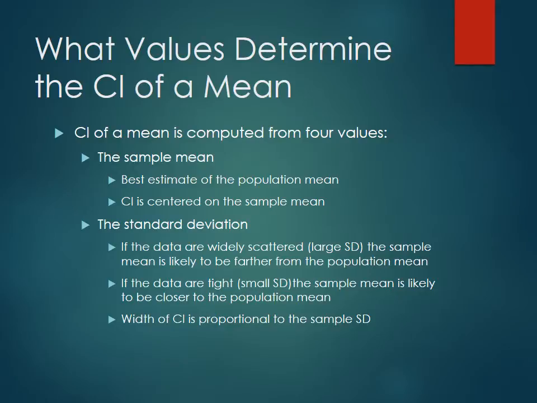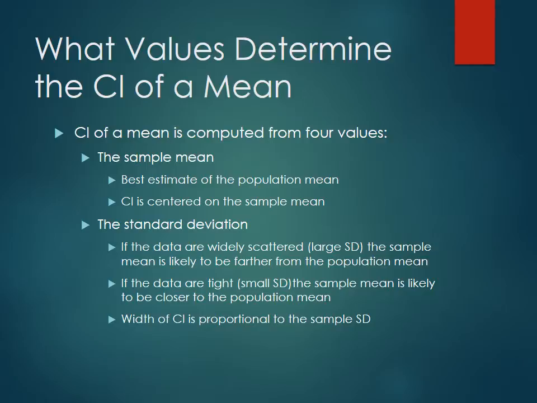So again, if the data is very widely scattered, you're going to have a large standard deviation, which means the sample you're pulling from is probably going to be a little bit farther away from the actual population mean that you're interested in. If the data is really tight and really consistent values are coming up, that means you're probably a little bit closer to the actual population mean, which means that you generally will have a smaller confidence interval there.